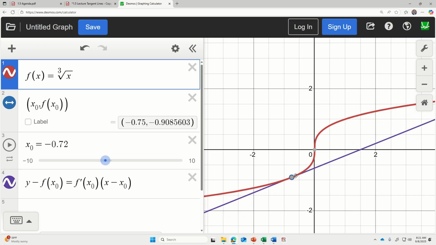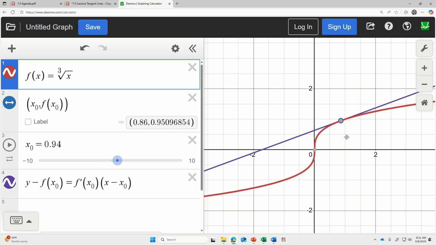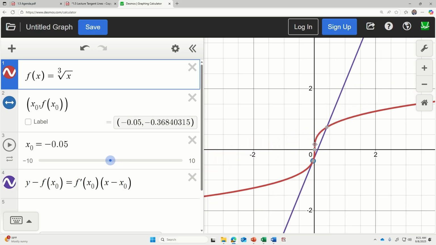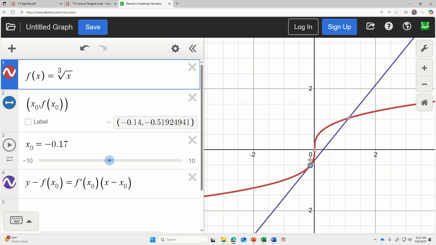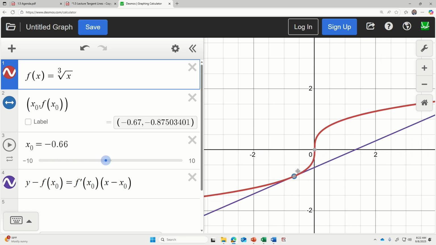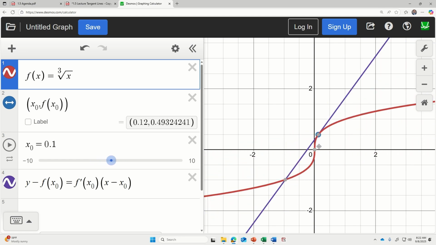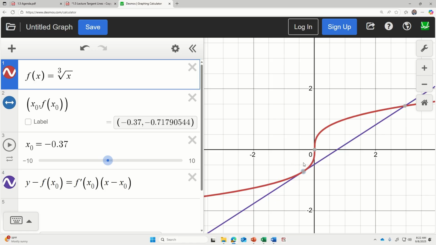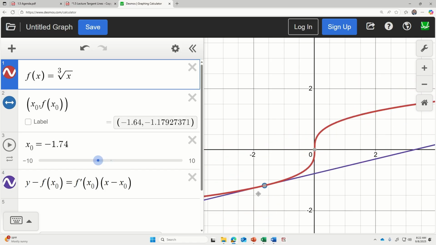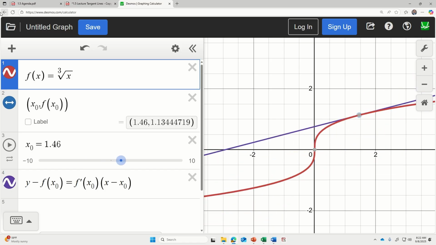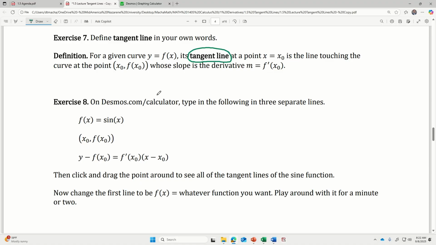Here's the cube root function. One thing that's a little bit interesting about the cube root function is that at x equals 0, the tangent line would be a vertical line. And so it's not going to show up on Desmos as a vertical line because it'll say that the derivative is undefined here. But sometimes your tangent line can be vertical.